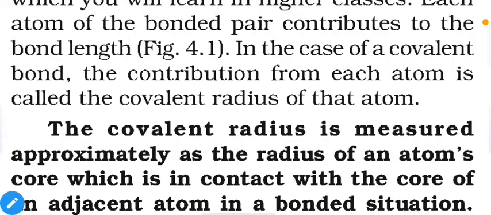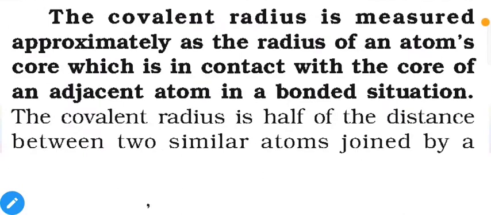As mentioned here, in the case of a covalent bond, the contribution of each atom is called the covalent radius of that atom. So the covalent radius of A will be Ra and the covalent radius of B will be Rb, and we can call them the radius of the atoms as well because it is their covalent radius. Covalent radius is measured approximately as the radius of the atom's core which is in contact with the core of the adjacent atom in the bonded situation. The covalent radius is half of the distance between two similar atoms joined by a single covalent bond.